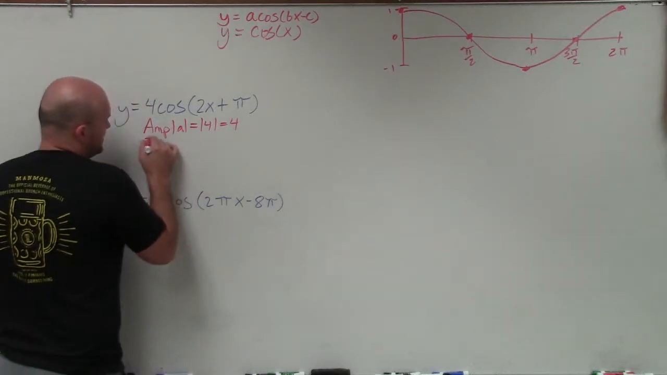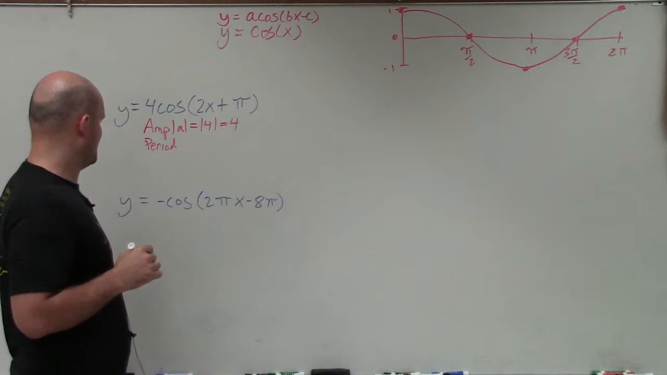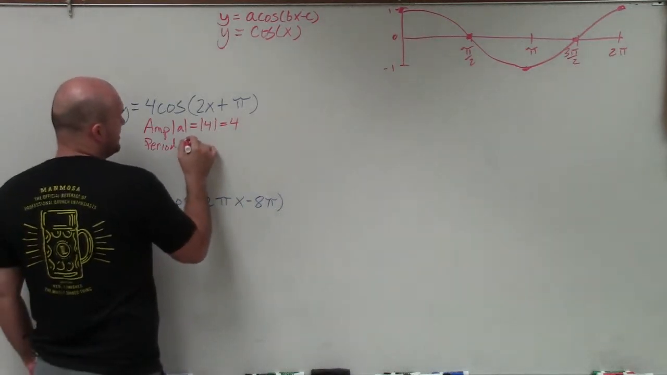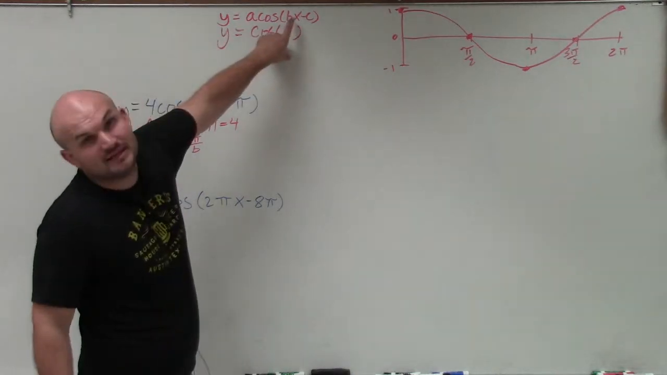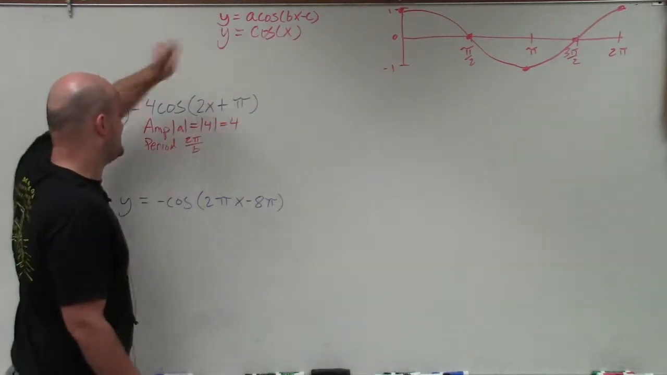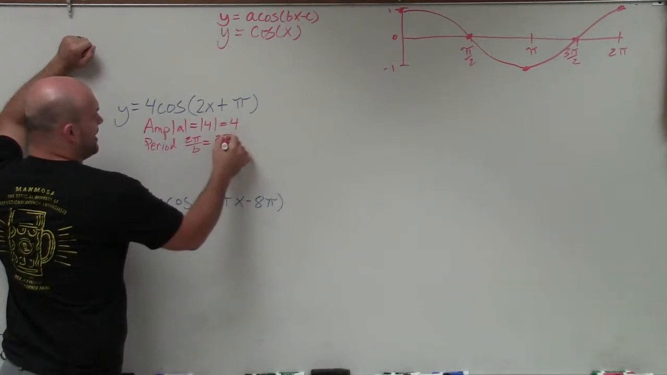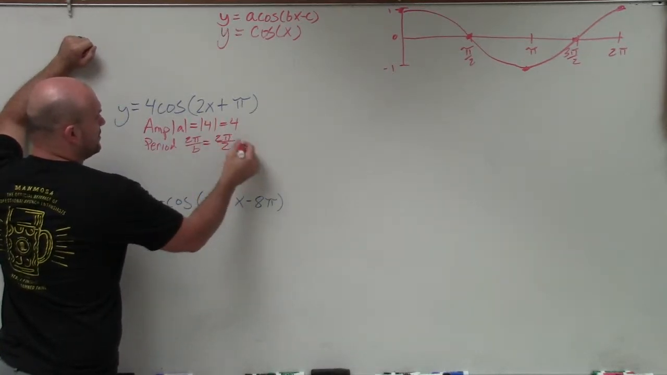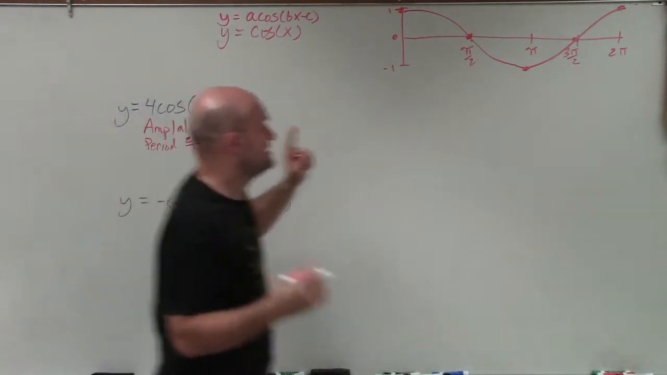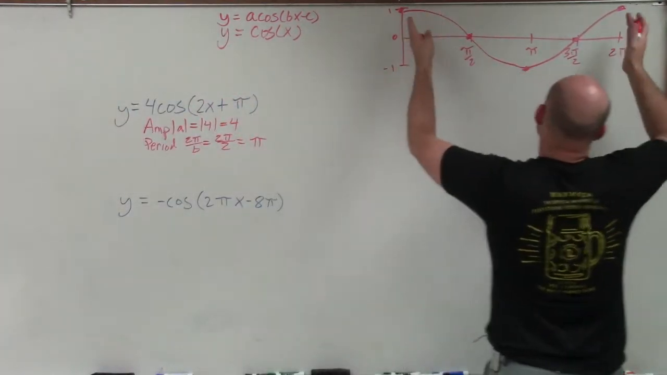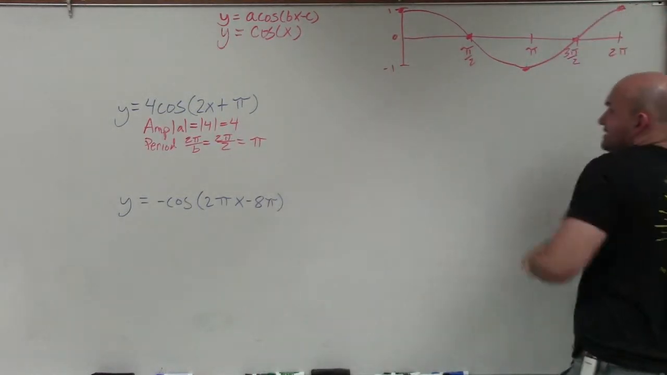The next thing we need to do is determine the period. The period is going to be 2 pi divided by b, where b is the value multiplied by your variable x inside of the function. So I'm going to have 2 pi divided by 2, which divides out, and we're just left with pi. That means the distance it takes the graph from start to end is pi, whereas for the initial period the distance is 2 pi.